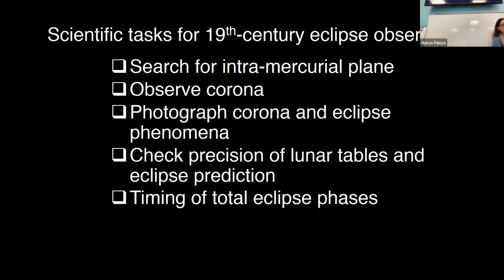Okay. So this is on their list. They want to time eclipse phases so that they can know how to do it in 1874. Now, spoiler, this method does not work because of something called the black drop problem, and this was not conclusively proven until 2012. But that was the plan. They wanted to do this.